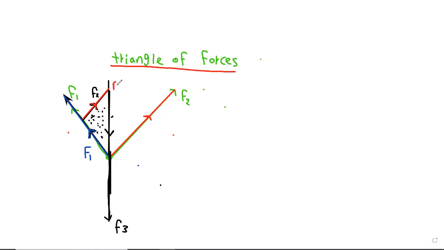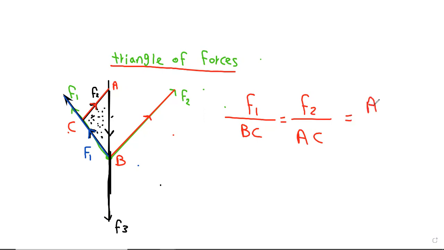So let's write A, B, C. F1 divided by BC, the length of this side in this triangle, equals F2 divided by AC, equals F3 divided by AB. This is the triangle of forces.